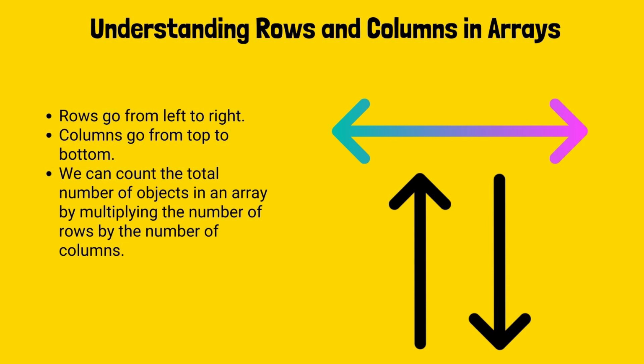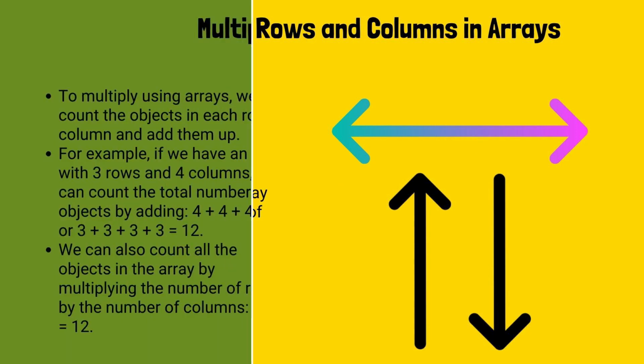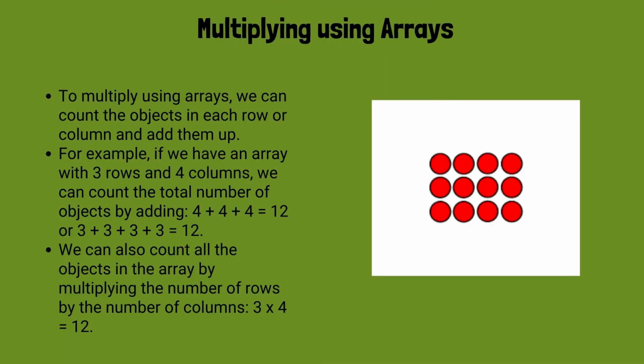To find the answer of a multiplication problem using an array, we're going to multiply rows times columns, and we're just going to count the total of objects in the array. Just like with equal groups, we can use skip counting or repeated addition to find the total number of objects in an array. So I can count the columns.